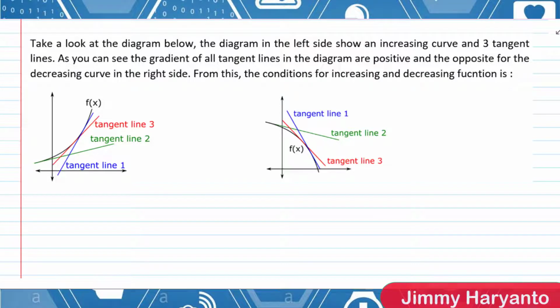Okay, from this graph, you can find the condition for increasing and decreasing functions. So can you think what is the condition for increasing and decreasing function? Let's take a moment. I want you to think about the condition.